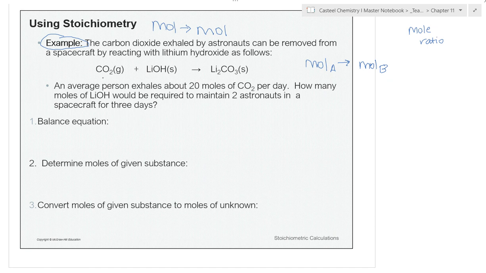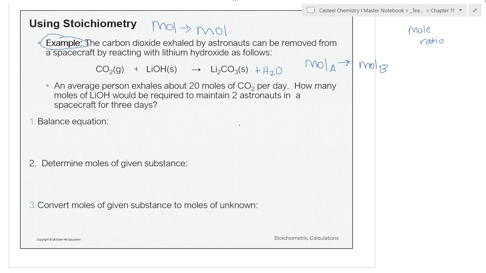So first things first, I want you to write this equation down: CO2 plus LiOH yields Li2CO3, but add water over here. This was not correctly written in the text, so when it was copied in, it came out incorrectly. Now, we're going to read through this. The carbon dioxide is exhaled by astronauts and can be removed from a spacecraft by reacting with lithium hydroxide as follows. An average person exhales about 20 moles of CO2 per day. How many moles of LiOH would be required to maintain 2 astronauts in a spacecraft for 3 days?